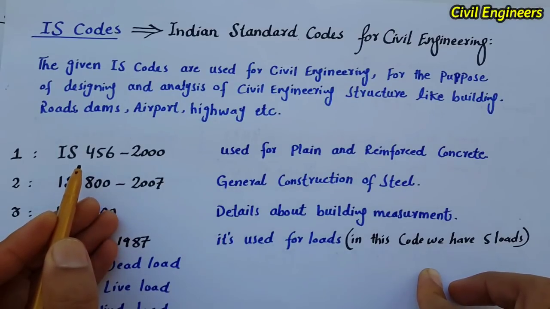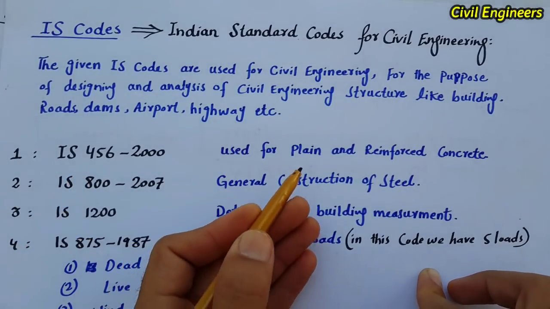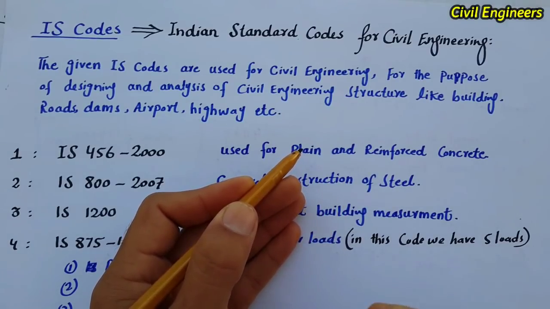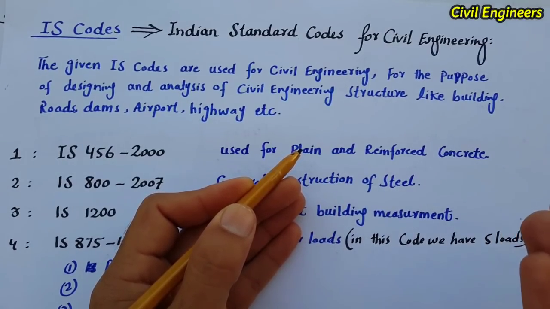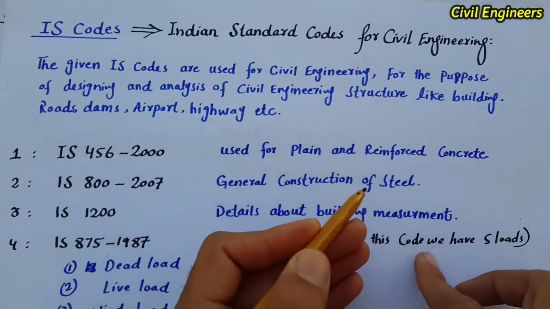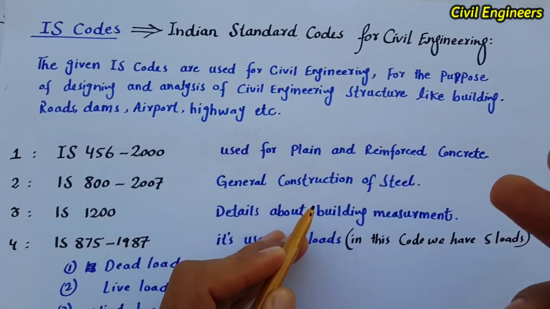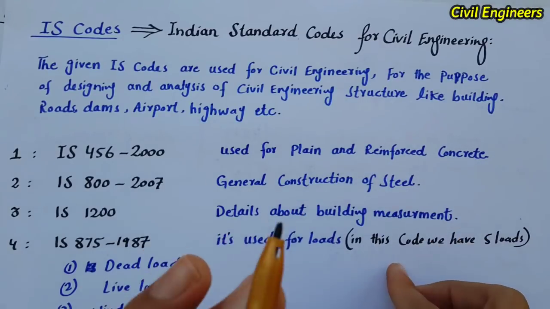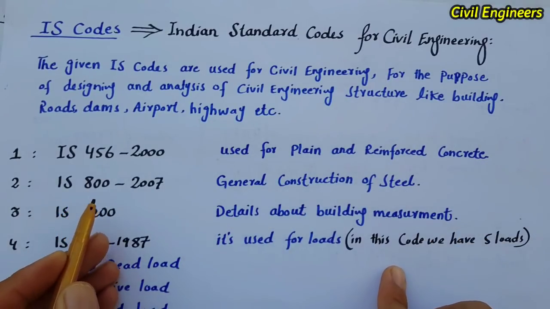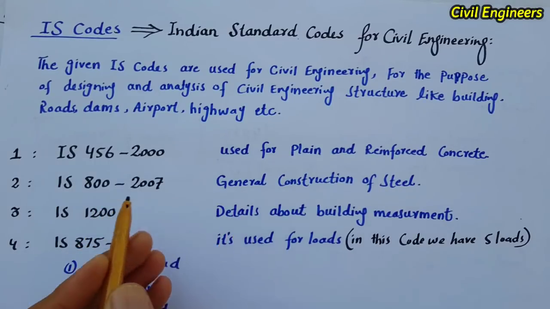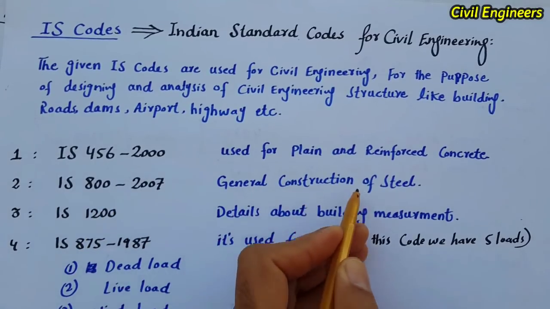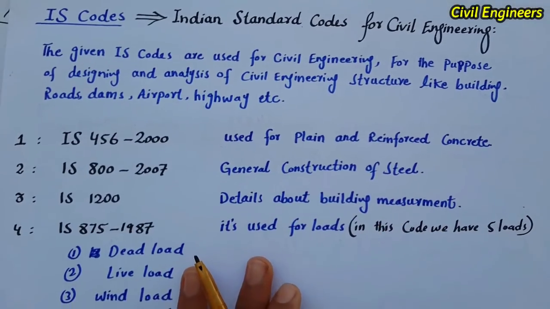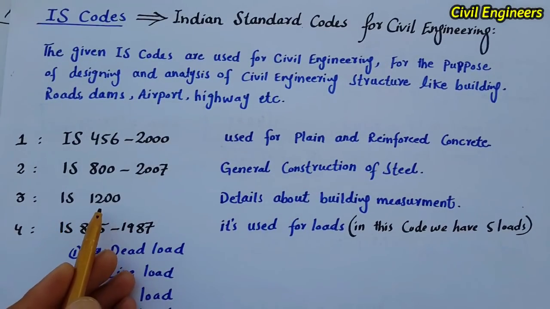Okay, so in this code you learn about plain and reinforced concrete, like what is the minimum depth of the beam, column, and slab, all about reinforced concrete, and what is the minimum concrete cover for the column, beam, footing, foundation, etc. And the second one, IS 800-2000. In this code you can learn general construction of steel, all about general construction of steel.